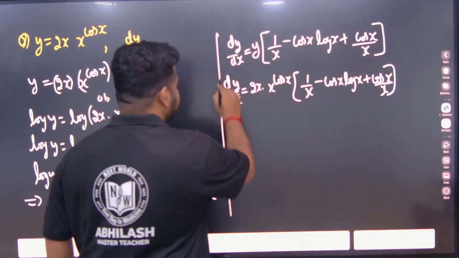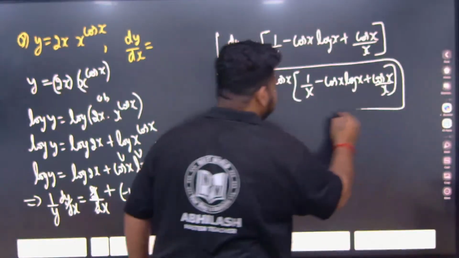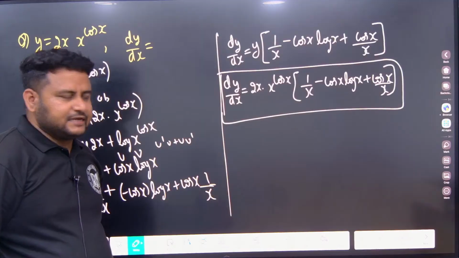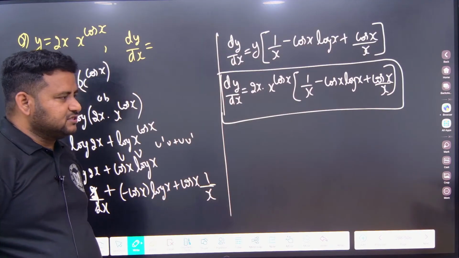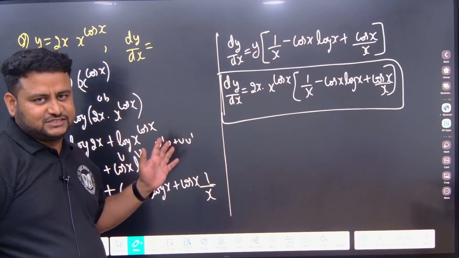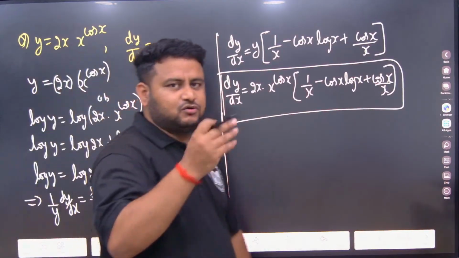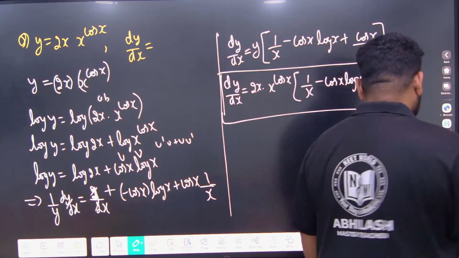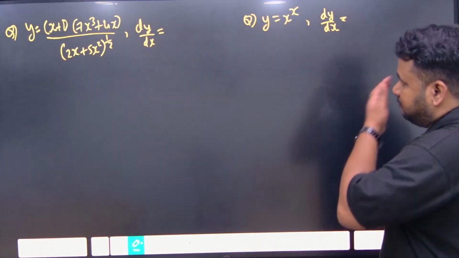This is what we have. Friends, clear? Okay, this is the way we can solve this question. This is the question based on logarithmic differentiation, when the function is given as a power of another function, f of x to the power of g of x. Let us see some more questions of this.